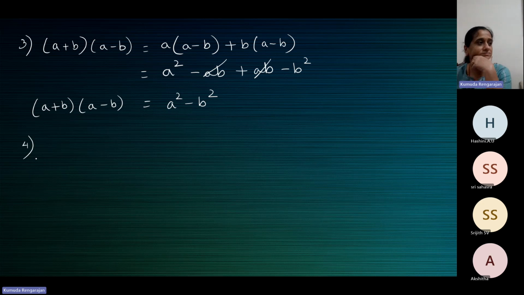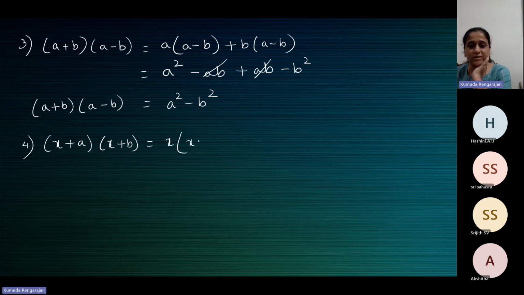Same thing as the last chapter, same concept. So it is x plus a into x plus b is equal to x into x plus b, plus a into x plus b.